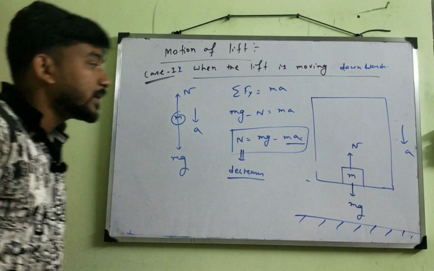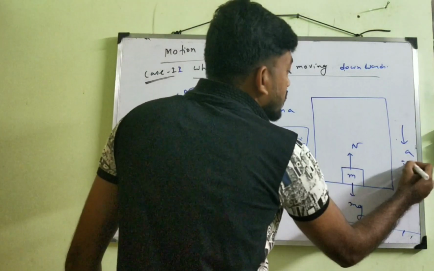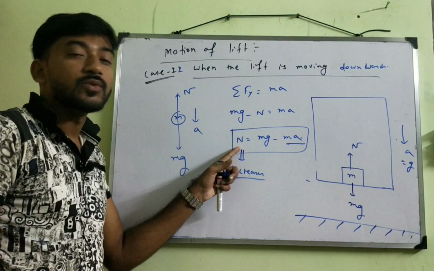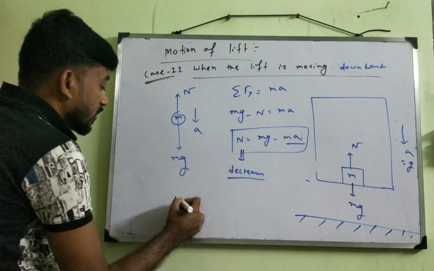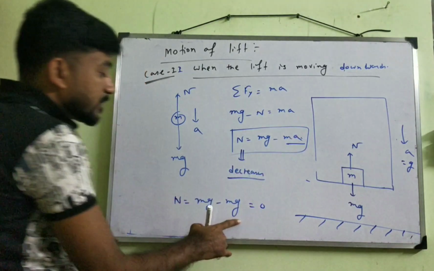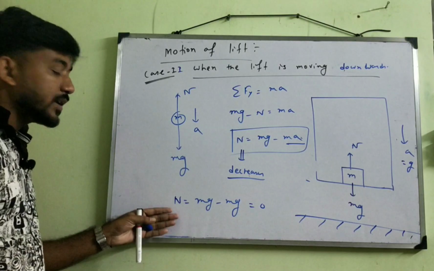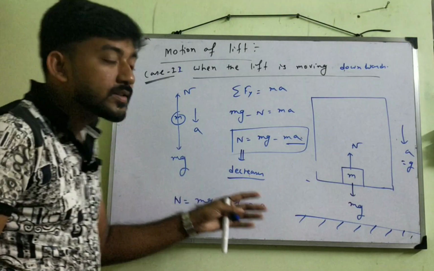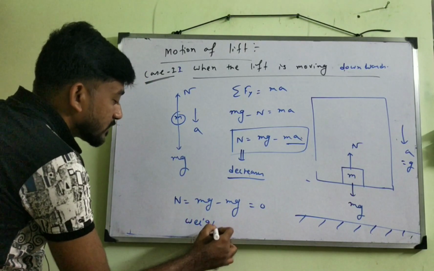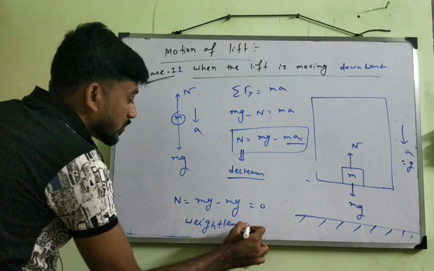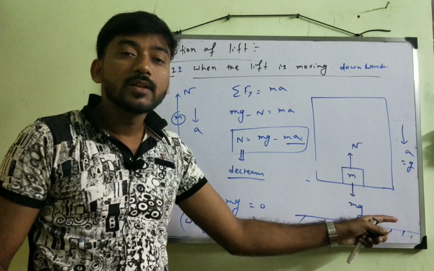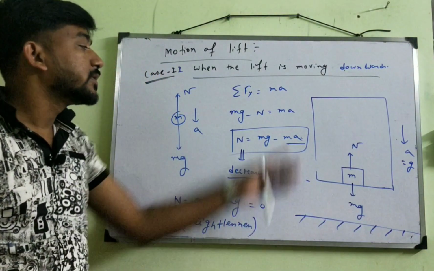But if the acceleration of the lift equals g, that is if the lift is falling freely, then the normal reaction will be 0, that is N equals mg minus mg, which is 0, because a equals g. So the normal reaction N equals 0 means the person feels no weight. This is the condition of weightlessness, when the person feels no weight, when the acceleration of the lift is the same as the gravitational acceleration, that is, the lift is freely falling.